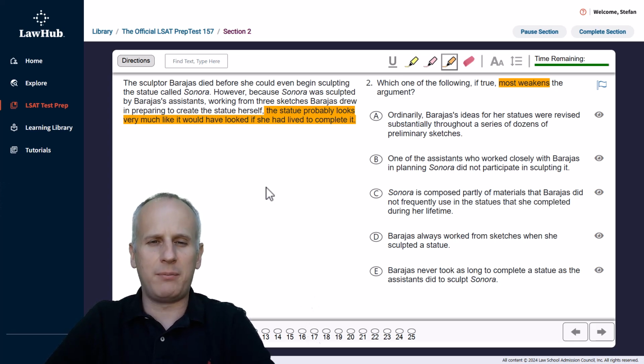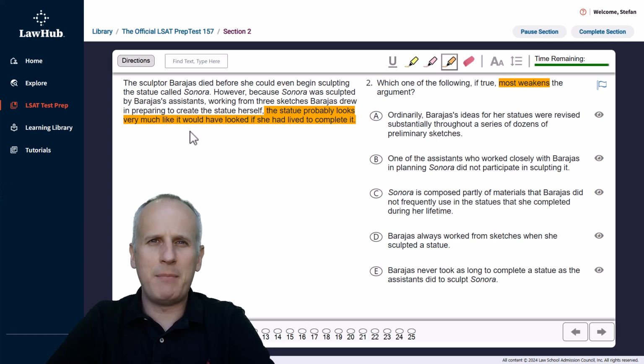The qualifier of probably and a prediction of what is likely to occur are the two ways that hopefully we can immediately identify the final clause as the conclusion. Then we want to think about how the author of this argument gets to that conclusion, which is based on the idea that these three sketches drawn by Barajas herself were used by the assistants of Barajas after her death and before she could even begin sculpting that statue.